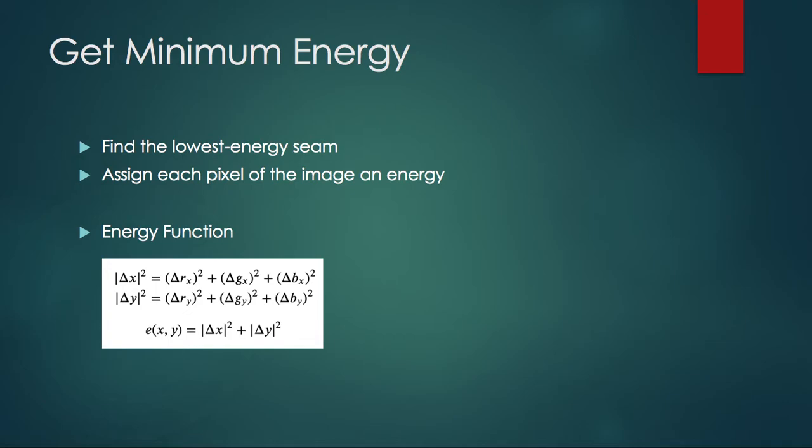To do so, we first assign each pixel of the image an energy. To compute the energy of a single pixel, we look at the pixels to the left and right of that pixel. I found the squared component-wise distance between them, then add them up. We do the same for the pixels above and below the center pixel. Finally, we add up the horizontal and vertical distances and take the square root of it.